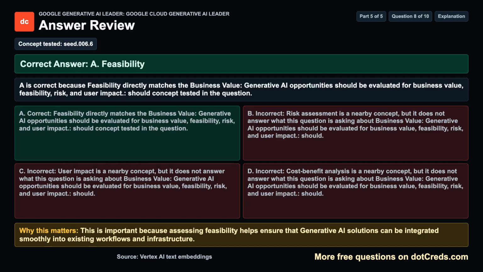The correct answer is A. Feasibility. A is correct because feasibility directly matches the business value. Generative AI opportunities should be evaluated for business value, feasibility, risk, and user impact, as tested in the question. Why this matters? This is important because assessing feasibility helps ensure that generative AI solutions can be integrated smoothly into existing workflows and infrastructure.